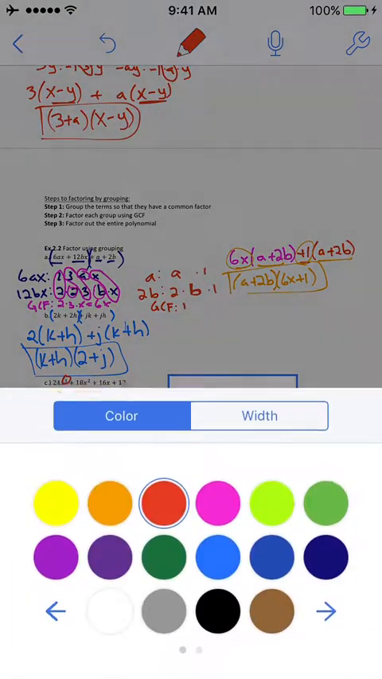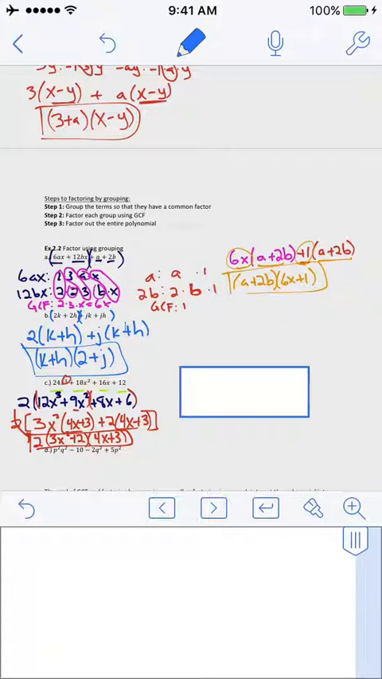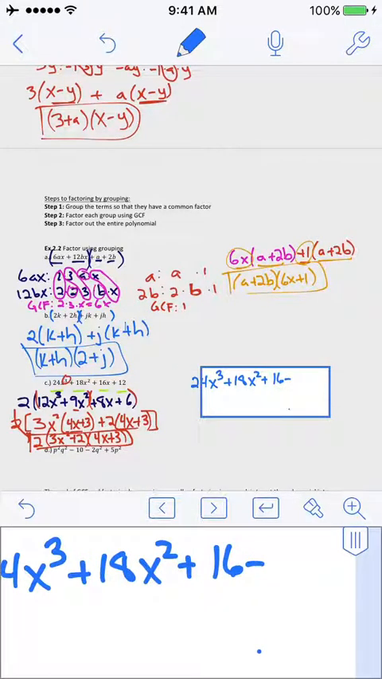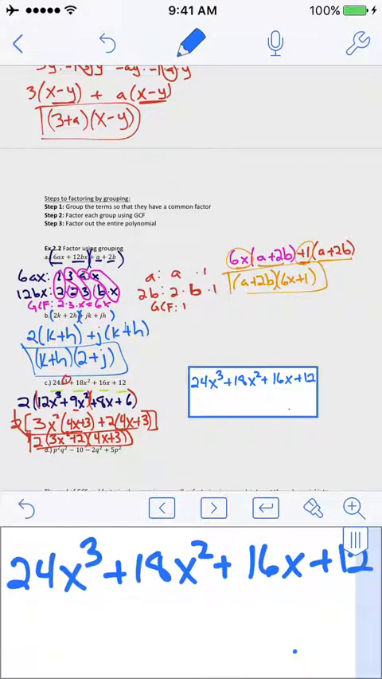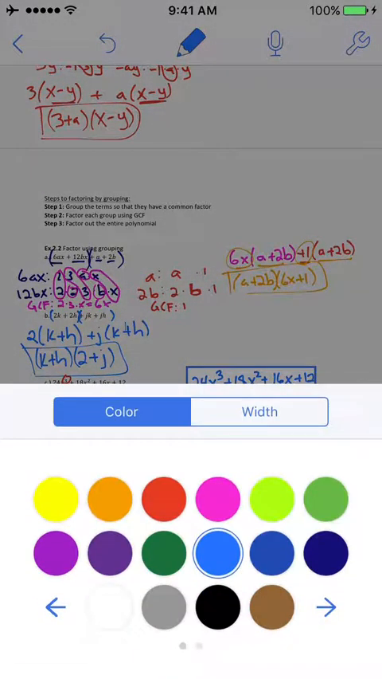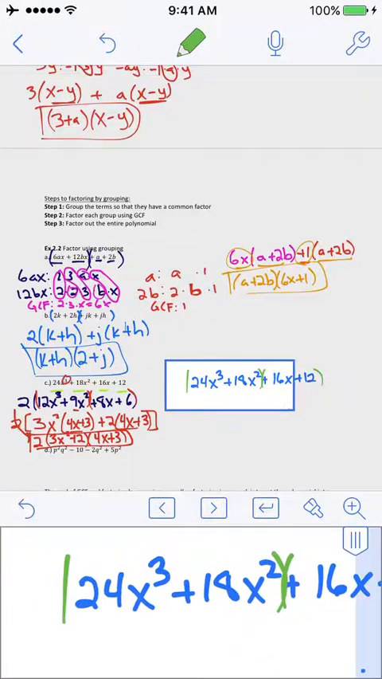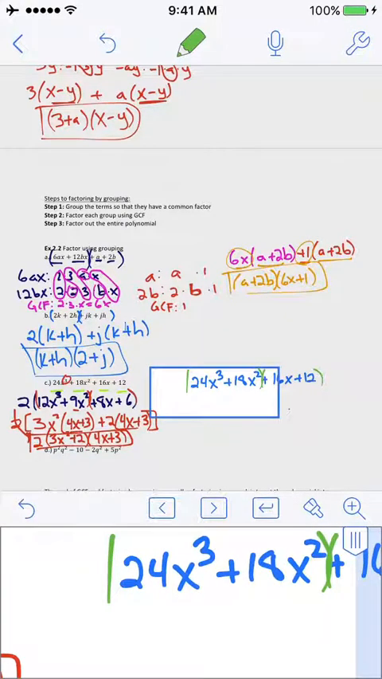Now let's see what happens when you don't take out that 2 to begin with. We've got my original problem, 24x cubed plus 18x squared plus 16x, oops, forgot the x, plus 12. Alright, so let's just pretend I didn't notice that they were all even, that they had a GCF amongst all 4 of them. And I just started grouping. Because for some reason I'm the biggest fan of grouping, and I want to just do it all the time. So I will start doing it.